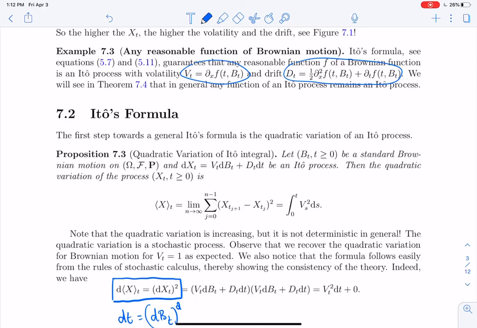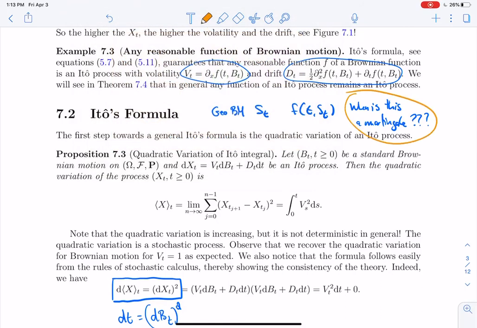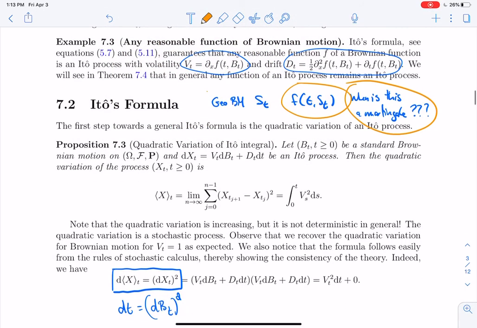Let's say I have geometric Brownian motion, call it St, and I want to look at a function of t and St, exactly like I do for Brownian motion. When is this a martingale? Well, if it were Brownian motion, I would apply Ito's formula and see if my compensator is 0 or not. But now I don't have Brownian motion, I have geometric Brownian motion. So it would be nice to have Ito's formula for geometric Brownian motion. And we do.